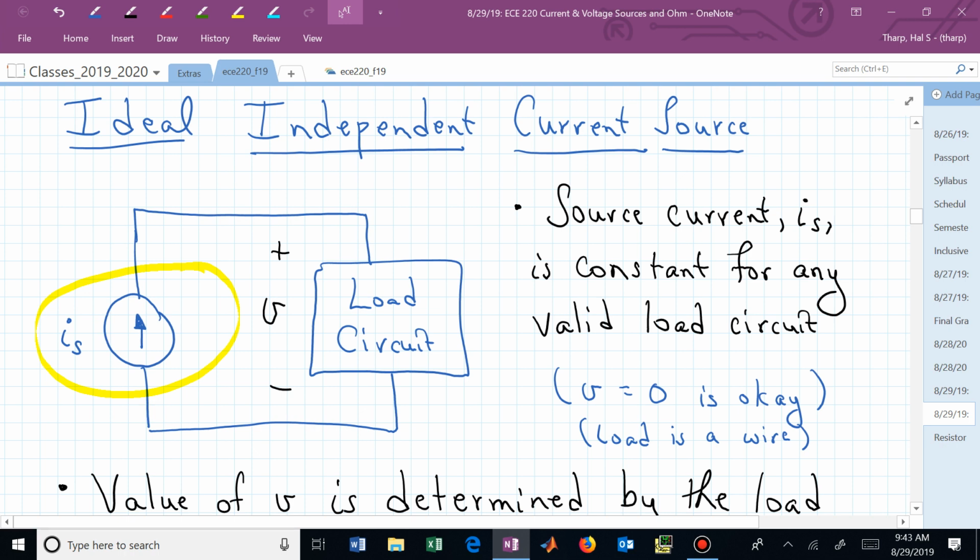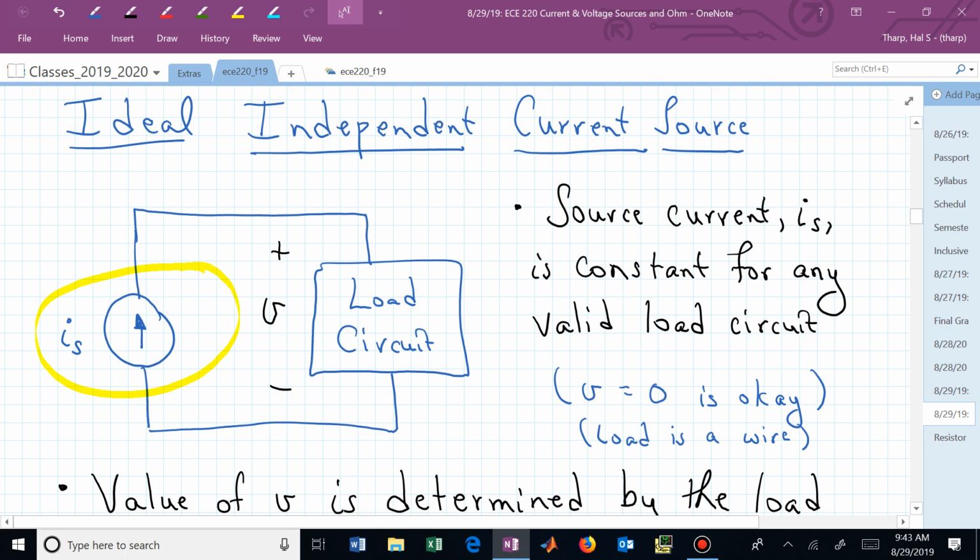Which means now a voltage of 0 is okay. And as we'll learn with Ohm's law, voltage is R times I. If that load circuit had a resistance of 0, then the voltage would be 0 because the current I times 0 is 0. So having a wire for your load circuit is okay with an ideal current source.